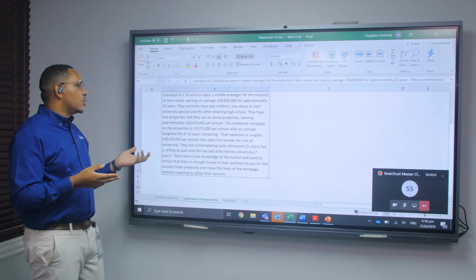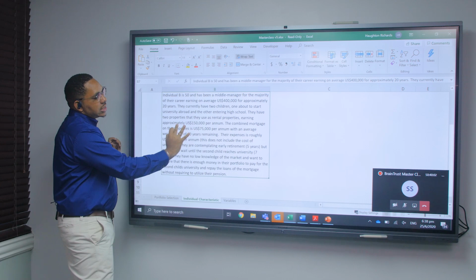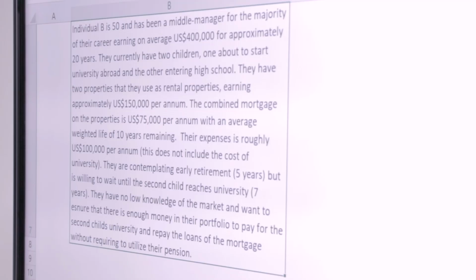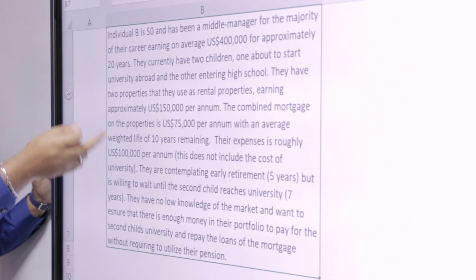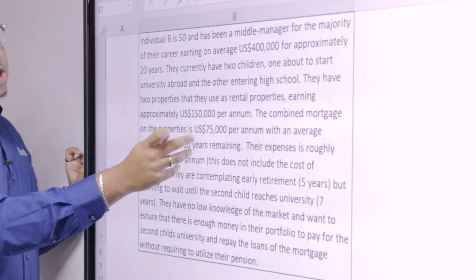If you look at the mismatch, the mortgage is 10 years, the child is 7 years. That means there's at least 3 years where she will still have to pay the mortgage and send her kid to school. That's the big mismatch, and these are the small details you cannot overlook. She's no longer going to be earning 400,000. She's going to be living on 150. Yes, her pension is probably an additional 100. Fine. But there's a mismatch between when her mortgage needs to be paid off and when the child starts.